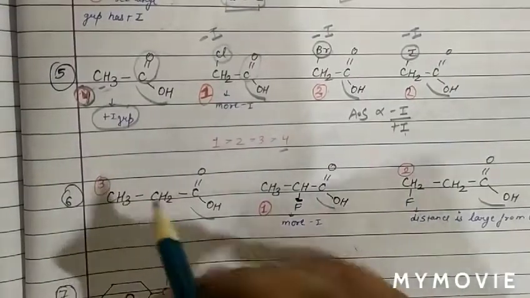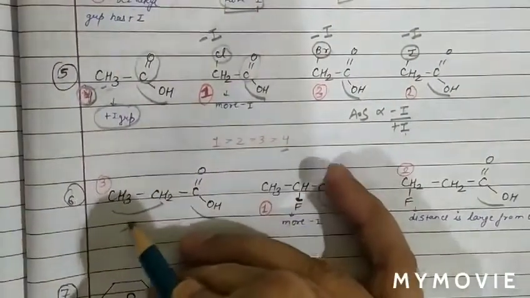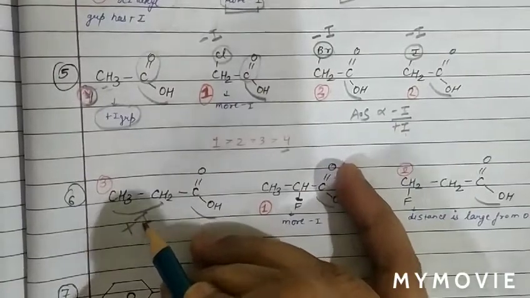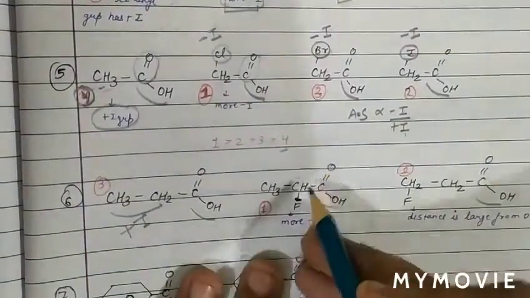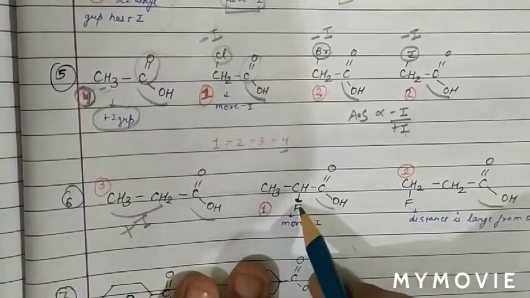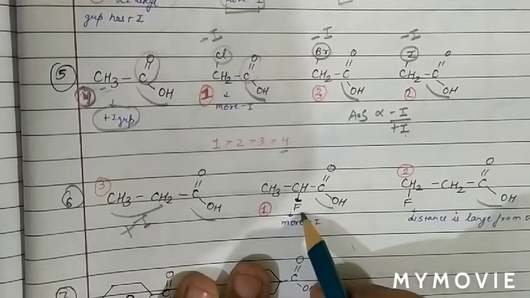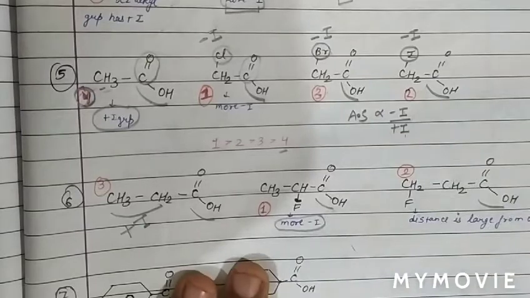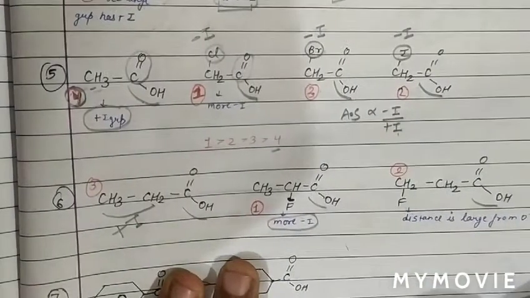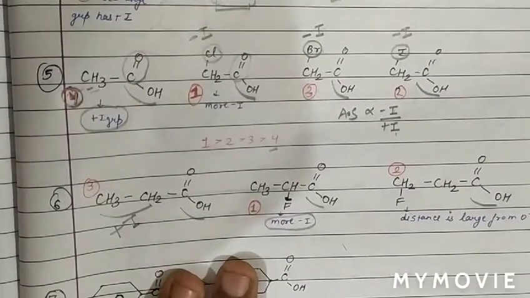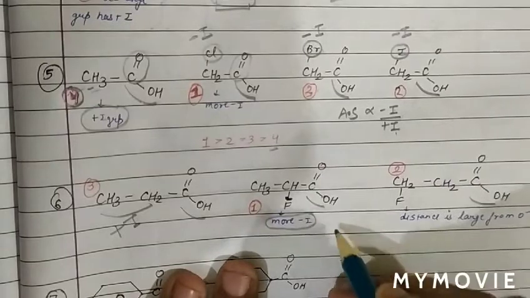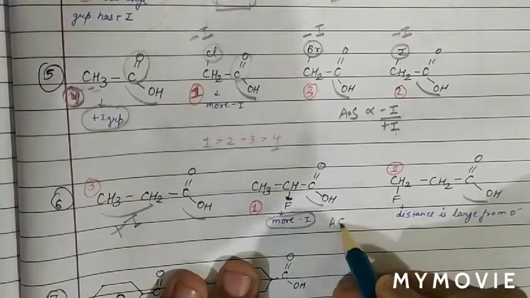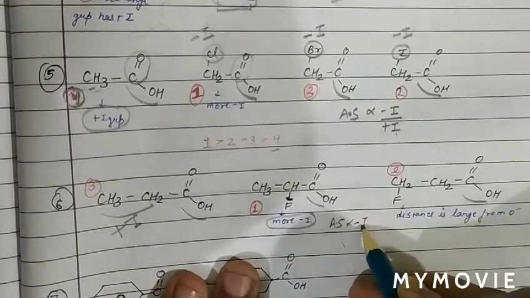Now we can see there is a plus I group. So this is only a plus I group. And here we can see CH3 is a plus I group, but fluorine is also attached. So fluorine has minus I group nature. The fluorine atom has minus I group nature. And we know minus I increases the acidic strength, because acidic strength is directly proportional to minus I.